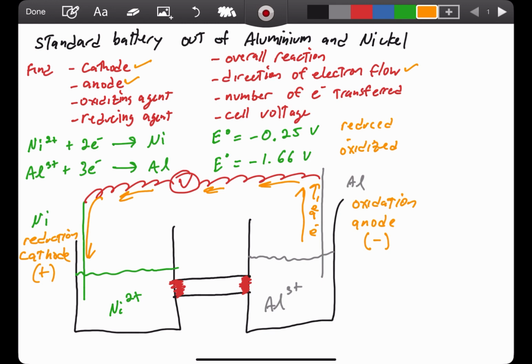Now, when we say something is an agent, we're really looking at what is it doing to something else. So when we say something is oxidized, that's what happens to it. When we say it's an oxidizing agent, that's what it's doing to something else. And so since nickel is being reduced, that means it's gaining electrons, but it also means it's taking electrons away from something, so it's making something else get oxidized, which means it is the oxidizing agent. So our half cell over here is the oxidizing agent. Actually, it would be the nickel 2 plus that's the oxidizing agent.